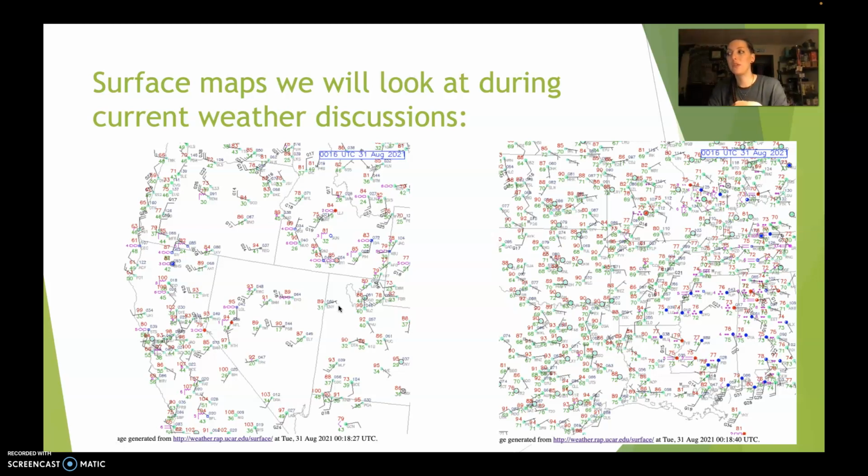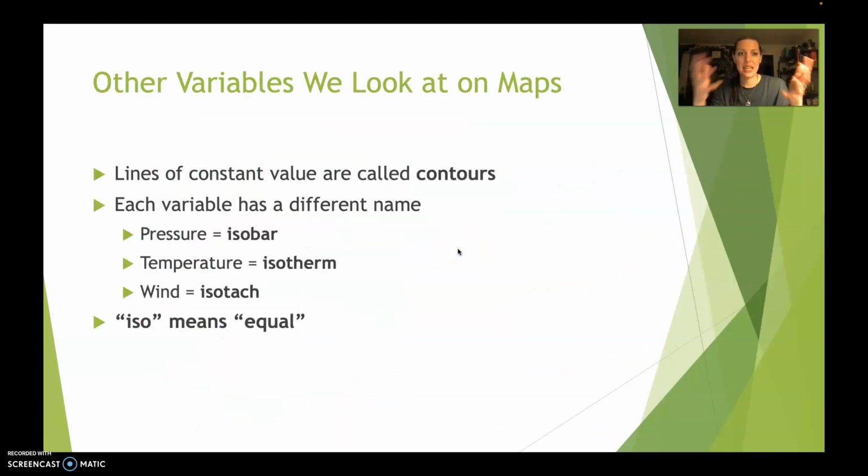But these are not the only variables that we can look at on maps, or we can actually visualize it in different ways. And we can see these things and we can dissect them with contour lines. And these lines of constant value are called contours. So maybe some of us are super into makeup, similar sort of idea with contouring and making our face look so much different than what it looks like. But we do that in meteorology in terms of pressure.